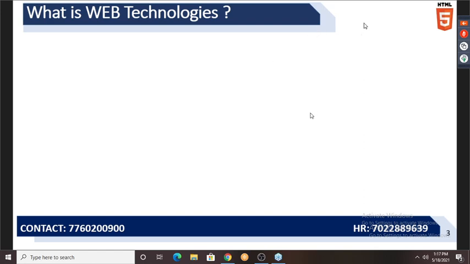Okay, so now observe here, guys. Web technology, in your course, means HTML, CSS, and JavaScript. Only in your course, HTML, CSS, and JavaScript. But there are multiple web technologies. So now concentrate here. What are the web technologies? We have observed the slide. Observe here, we have something called HTML, CSS, JavaScript.